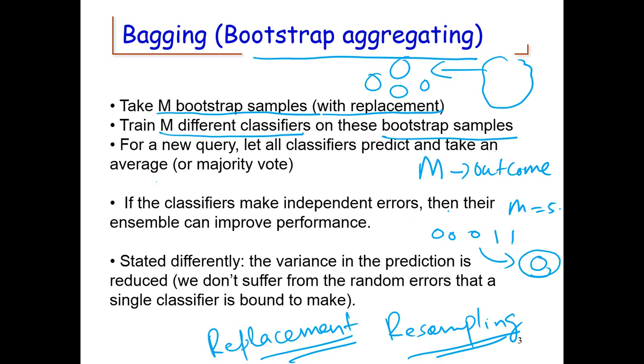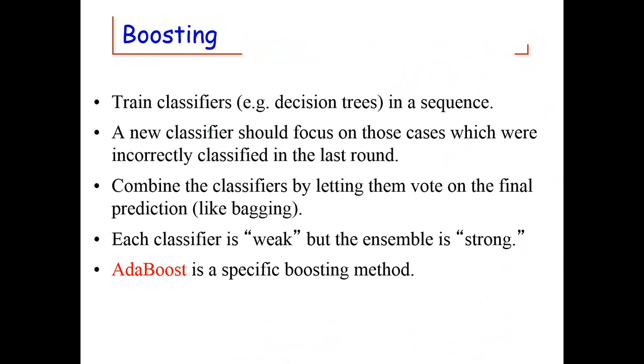If the classifiers make independent errors, then their ensemble can improve performance. So what is important here is to know that there are two steps, right? In one step you build a model for each one of these smaller samples, and in the second step you aggregate them. While aggregating, you do not just simply count the way I counted. You actually do it by providing different weights. If something has been misclassified, you provide it higher weights. And how is that done? We'll just see. So that's what we saw in bagging.